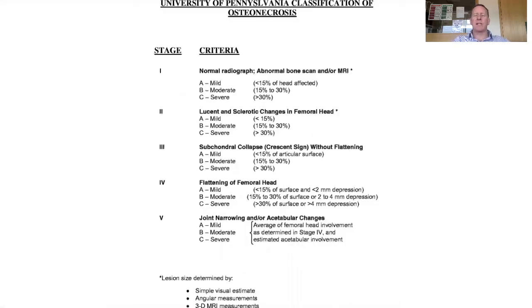This is the one that I used when I was coming up to the exam, so it's obviously extremely old now. But it was, I think, one of the first classification systems that gave nod to the fact that you had to try and define how much of the femoral head is involved. University of Pennsylvania classification system, and it was using angular measurements and 3D MRI scan.